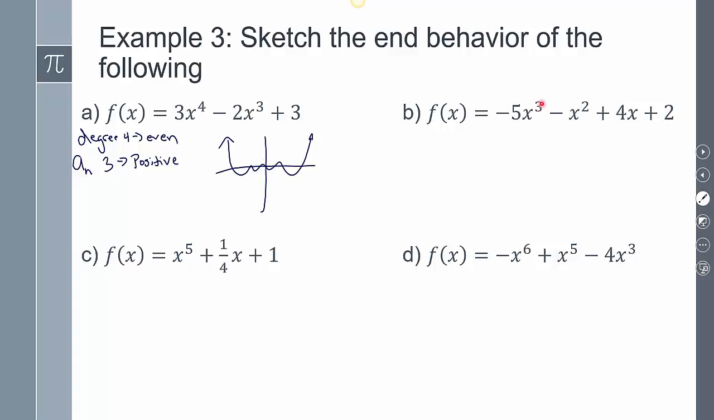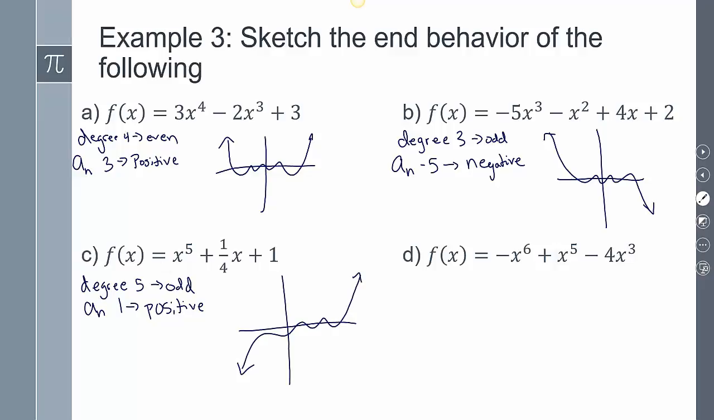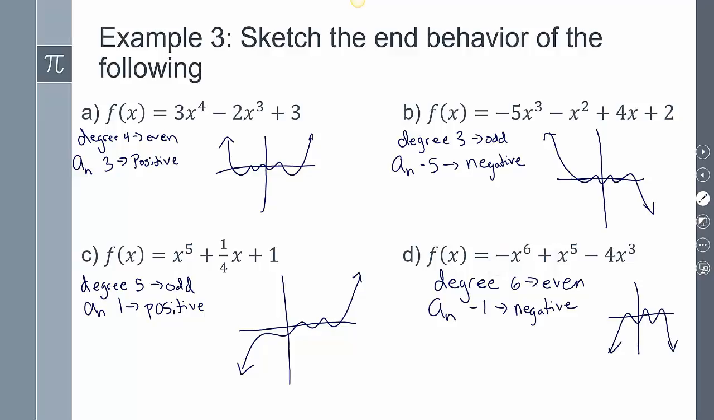Once again, for this one, my degree is odd. My leading coefficient is negative. So therefore, using that same chart where they cross, you're going to have this image here. My degree is odd. Leading coefficient, positive. So it's going to have that image. My degree is even. Leading coefficient, negative. And so it's going to have that image there.